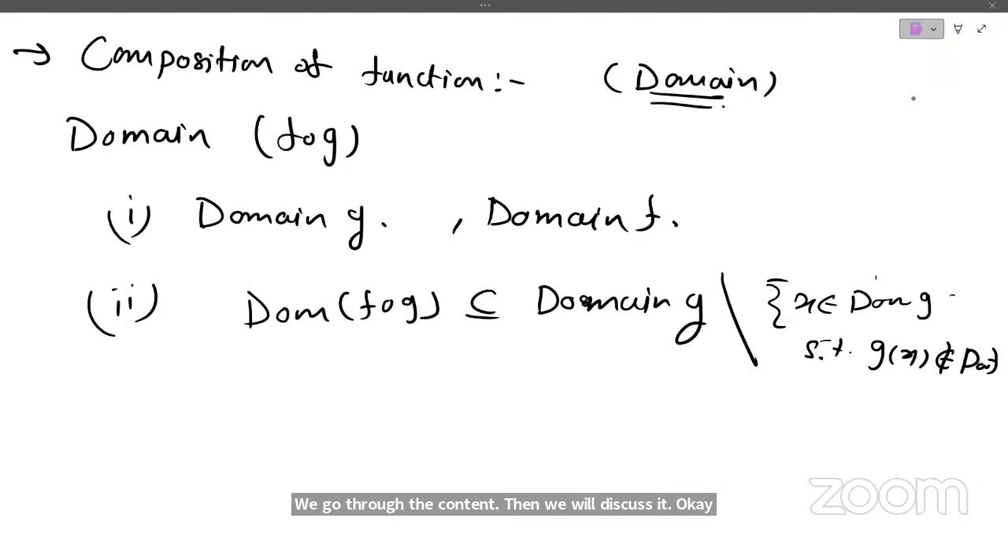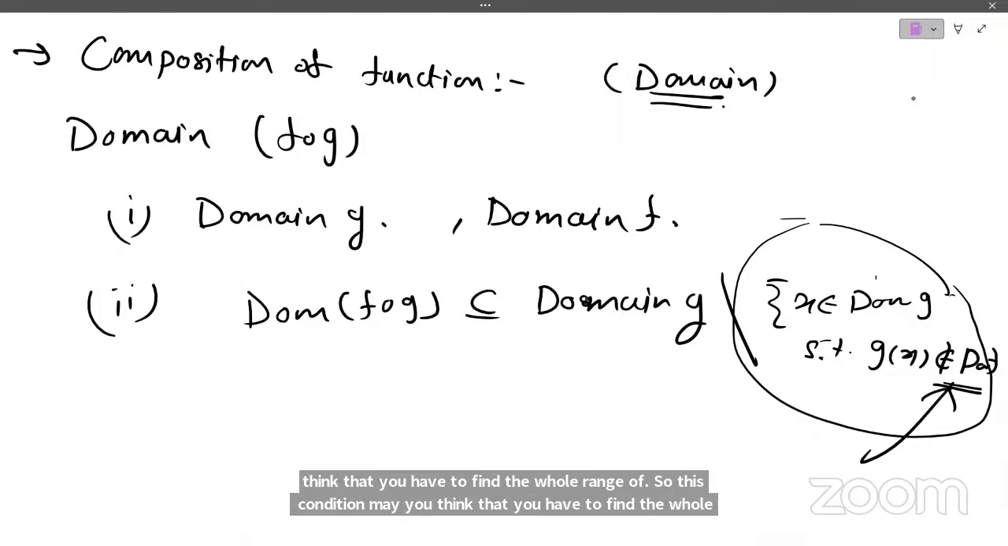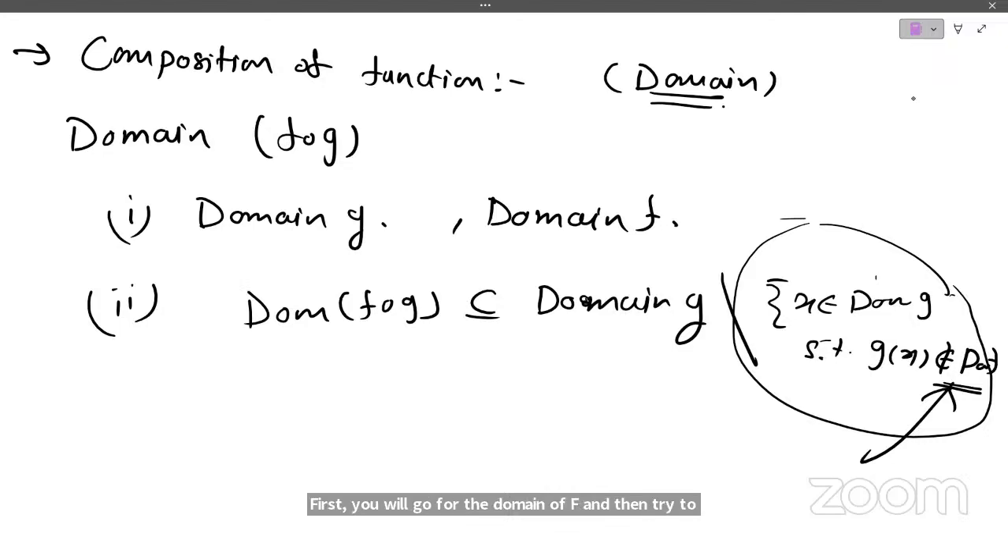But here is this condition. You may think that you have to find the whole range of G, but that's not the case. First, you go for the domain of F and then try to find out. It is easy. We won't give such complicated things that won't be observable. You don't have to go for the range of a function fully. If the function is complicated, it's very tough to find its range. Now your doubt is clear. Let's ask.